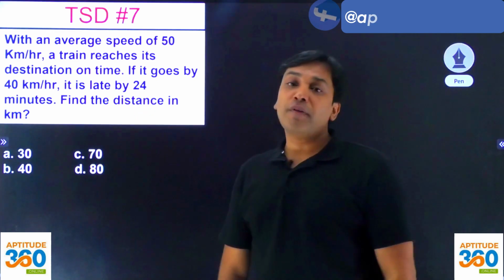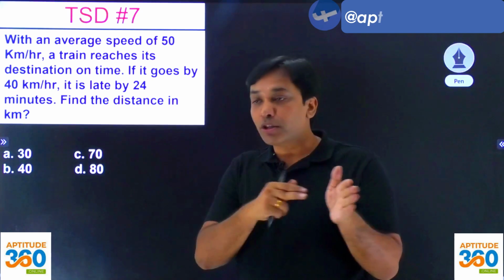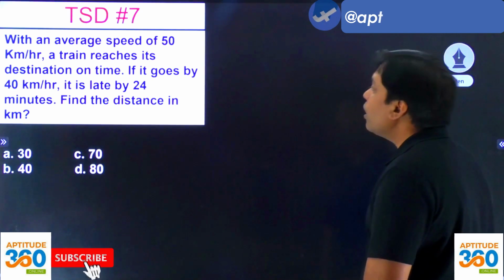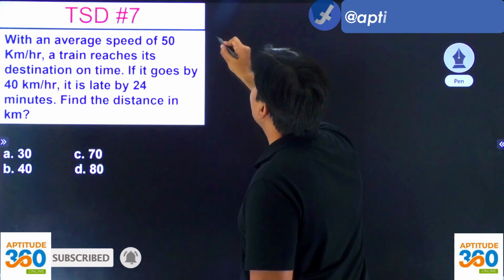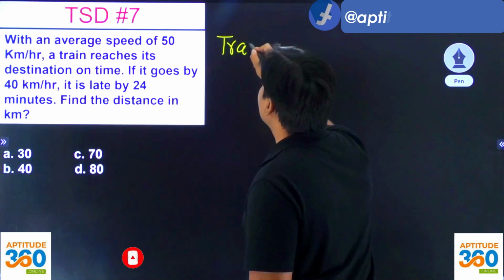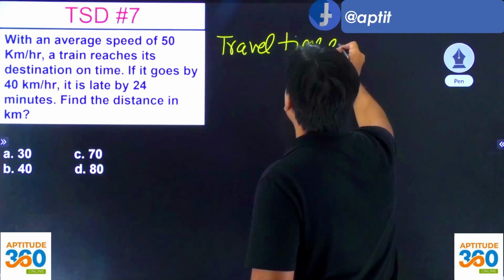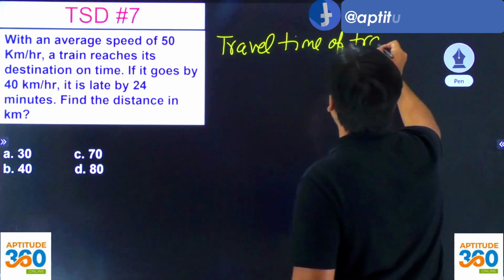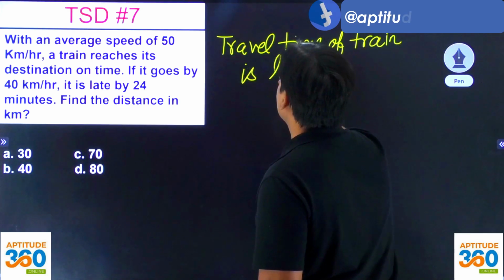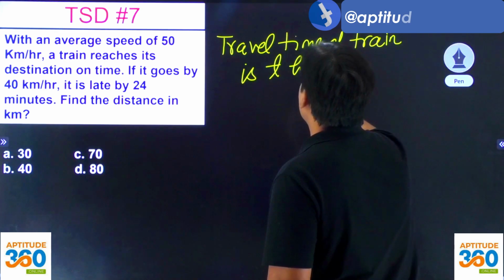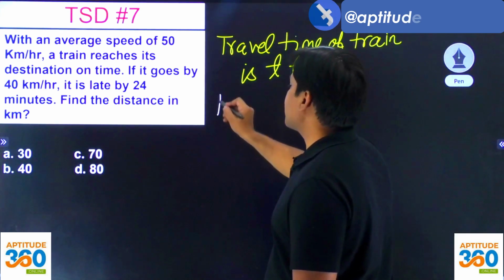Problem is asking you to find out what is that distance, the distance which is constant between two stations where the train is traveling. Now, what if I say that the travel time of the train is t hours. Travel time of the train is t hours, and hence distance is equal to speed into time.